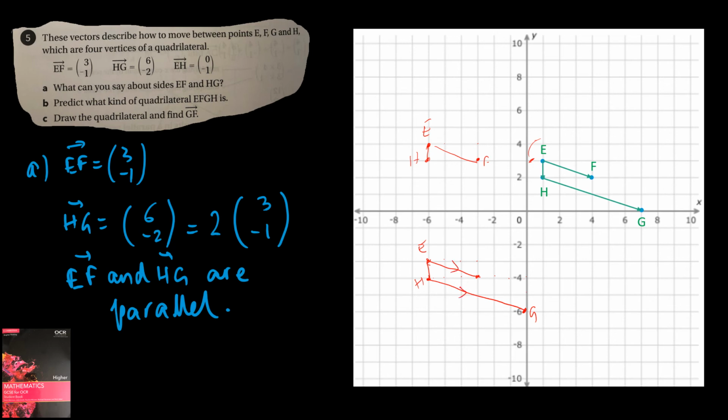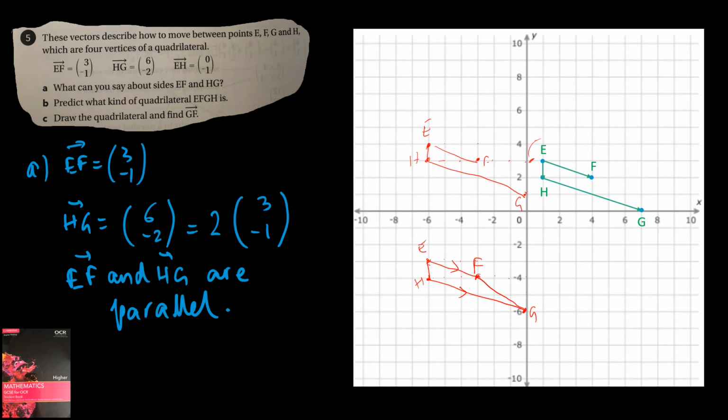So this is parallel. And then you have to join G and F. If you see, 1, 2, 3, 4, 5, 6, 1, 2, it'll be somewhere here, so there'll be a G. And so the prediction is, of course, it's a trapezium. Then draw the quadrilateral to find G and F. So how would you do that?